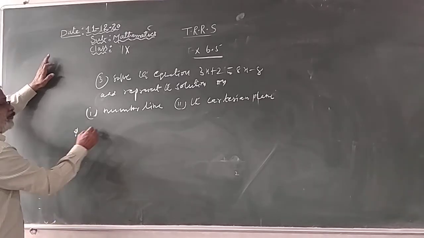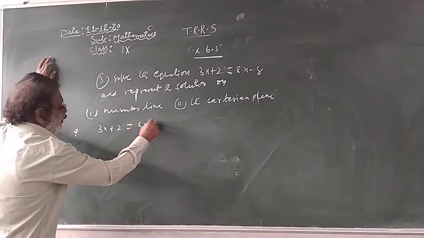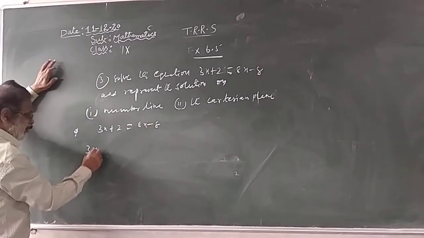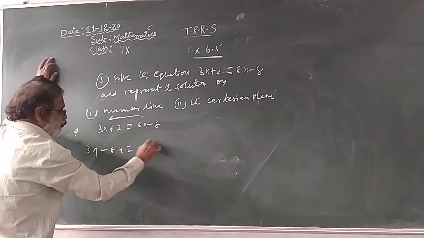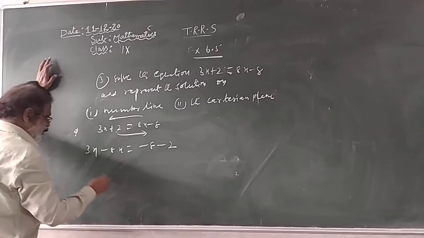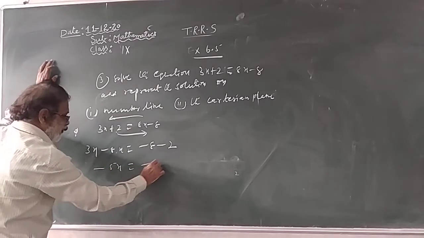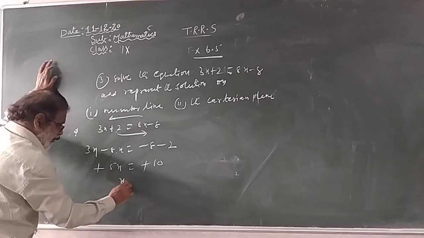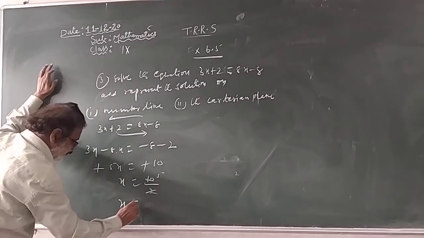Okay, how to solve this? What is given? 3x plus 2 equal to 8x minus 8. The 8x on the right side shifts to the left side, it becomes minus 8x, and the plus 2 on the left side shifts to the right side as minus 2 is equal to minus 8. 3x minus 8x is minus 5x is equal to minus 10. Minus cancels. x is equal to 10 by 5, which is 2. Wait, 10 by 5 is 2, so x is equal to 5? The speaker concludes x is equal to 5.